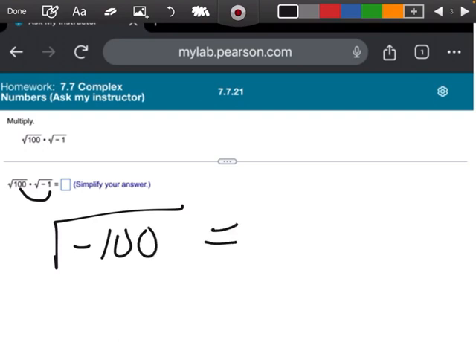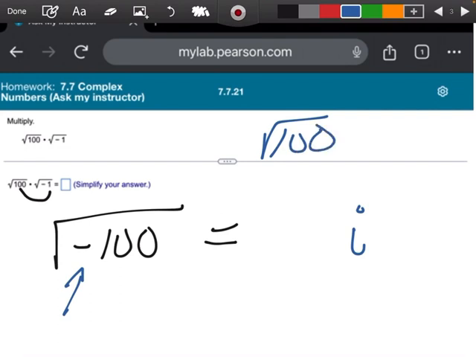Now, we're taking the square root of this thing, and because we aren't talking about complex numbers, right, the first thing I notice, y'all, is that since we have a negative on the inside, we're going to have an i, right? Okay, y'all, the second thing that we have is the square root of 100.